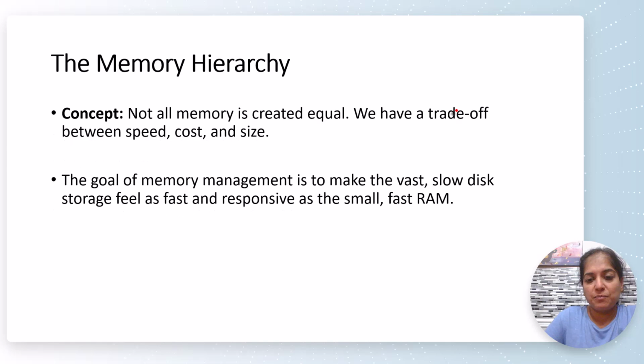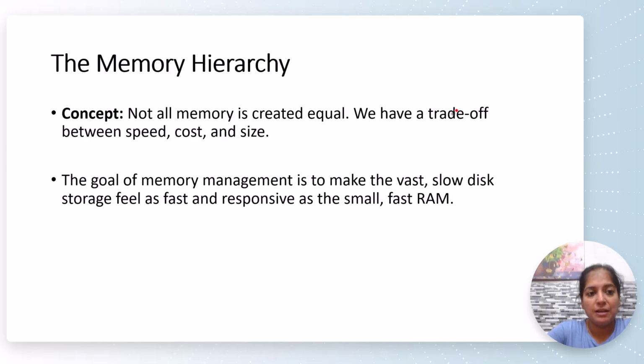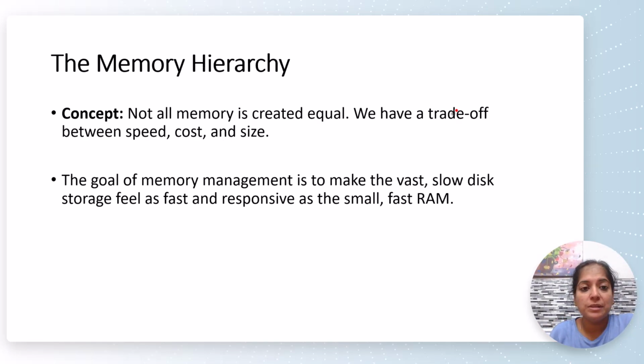So let's start. The memory hierarchy. As we know, all the memories are not equal, we have certain trade-offs between the speed, cost and size. We are having SRAM, DRAM, ROM, magnetic tapes, SSD, flash drives, storage space on internet. There are multiple types of memories. Right? And each has a different speed, cost and size.